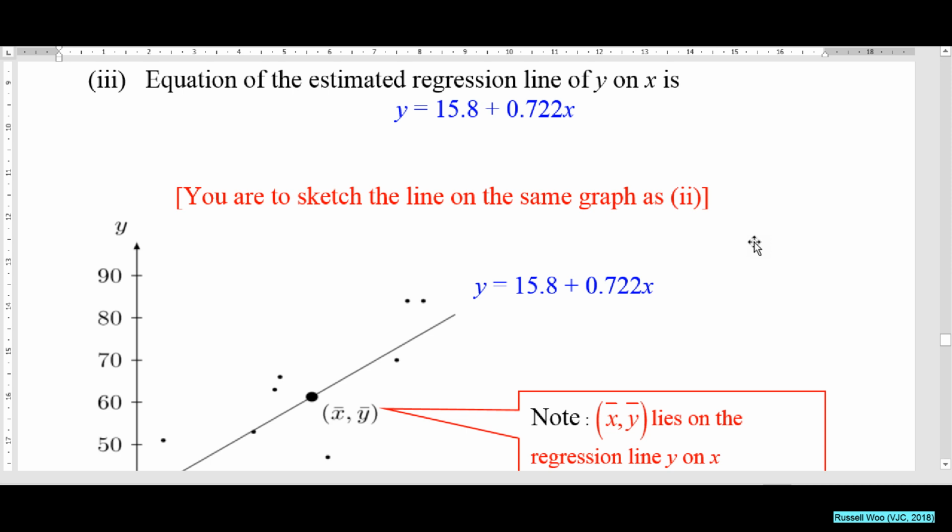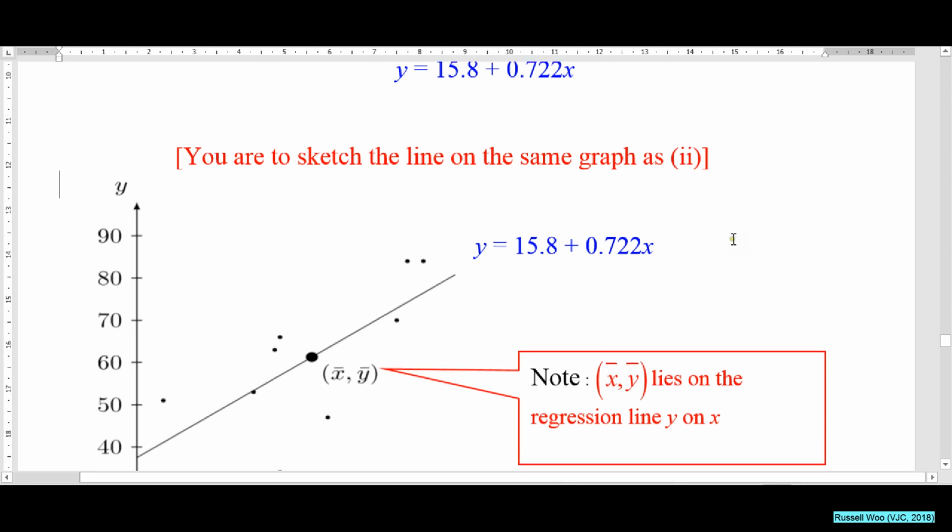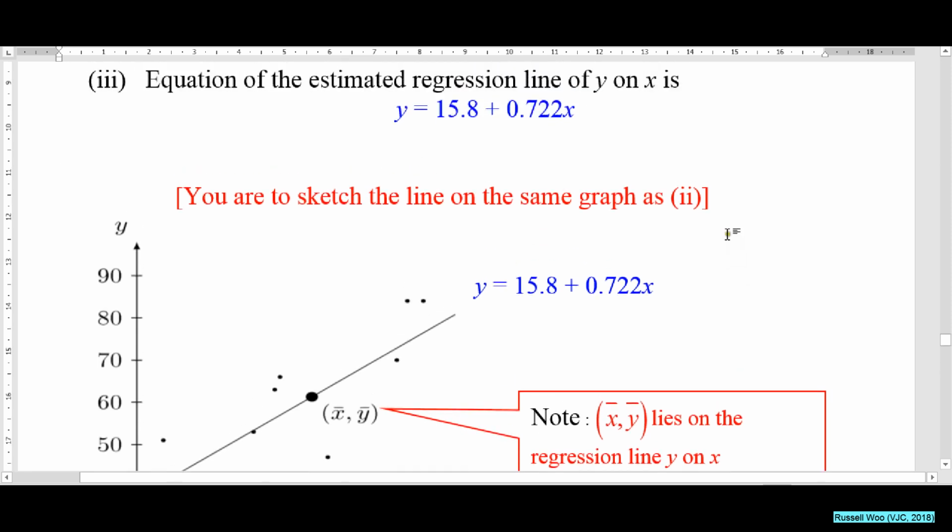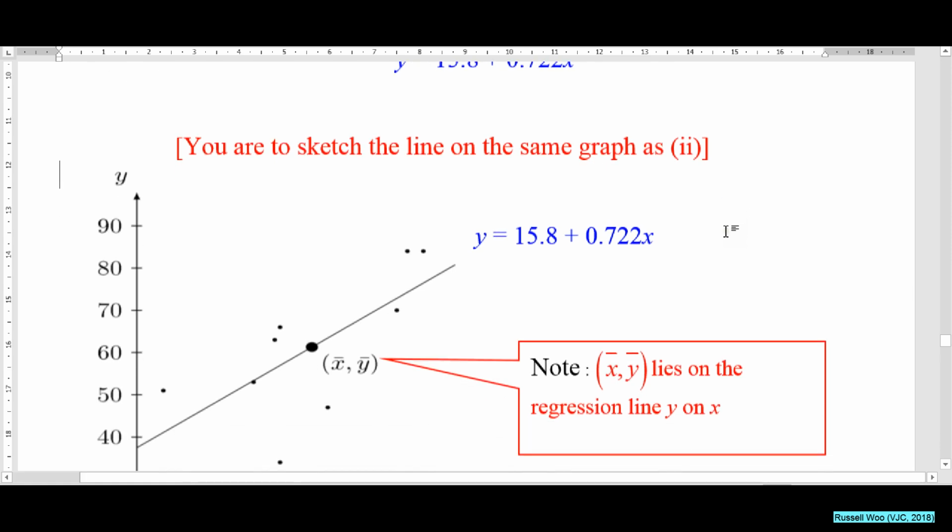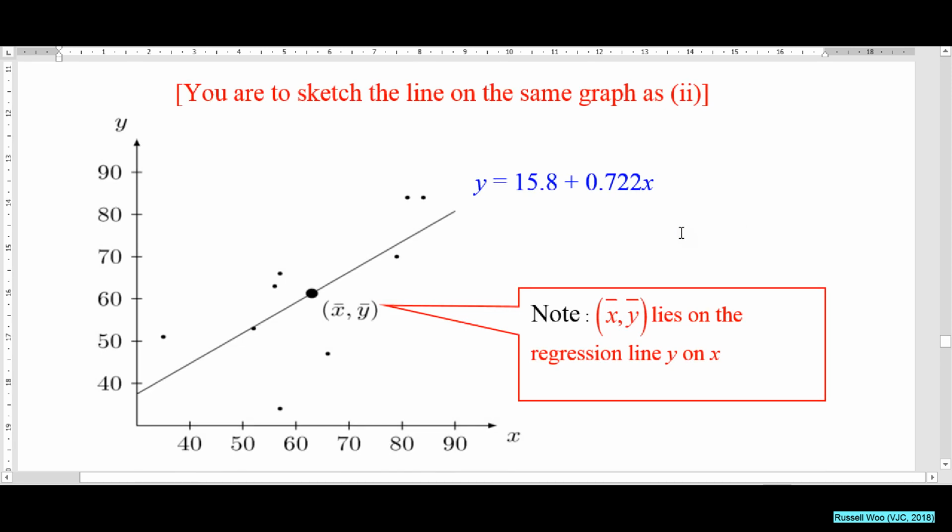The most important point about this example is that when you sketch your regression line, this point, which was originally there, must lie on the regression line. Okay, I said earlier, X bar, Y bar must lie on the regression. Most important. All good? Yes? Good?